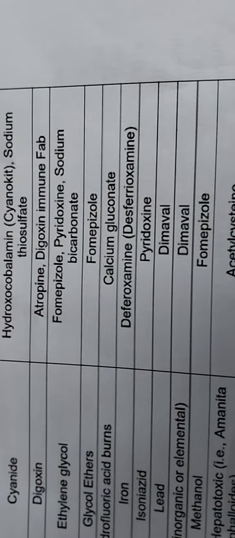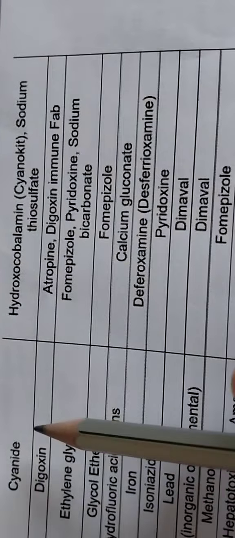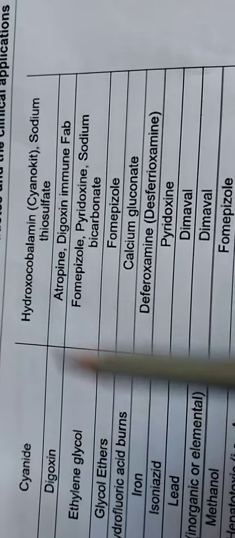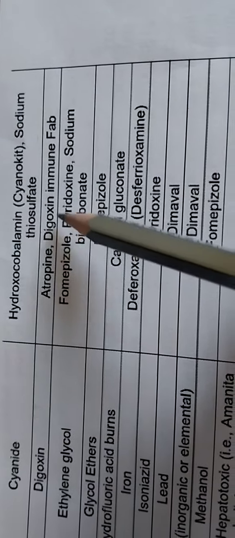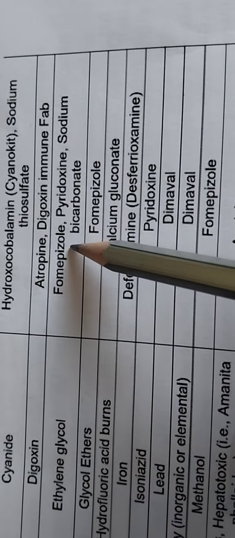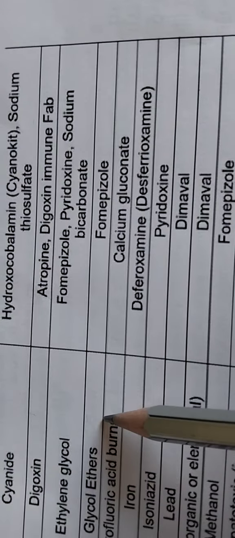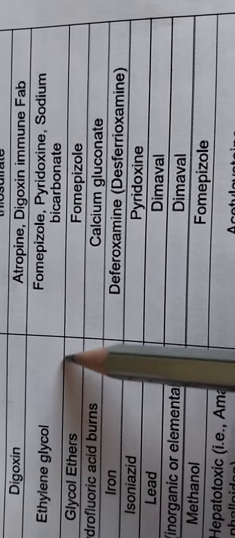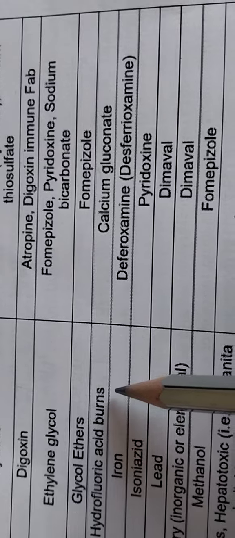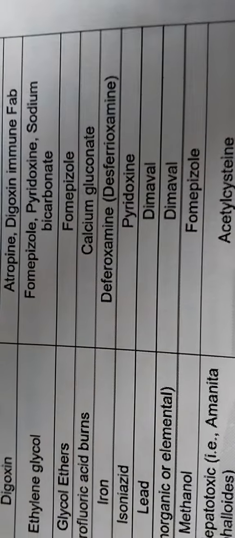Then the remaining ones. Yes, last year cyanide was also asked in the exam. For cyanide poisoning, hydroxocobalamin and sodium thiosulfate are used. Then for digoxin, atropine and digoxin immune Fab are used. For ethylene glycol poisoning, fomepizole, pyridoxine and sodium bicarbonate are used. For glycol ethers, fomepizole is used. Then for hydrofluoric acid burns, calcium gluconate is used as an antidote.